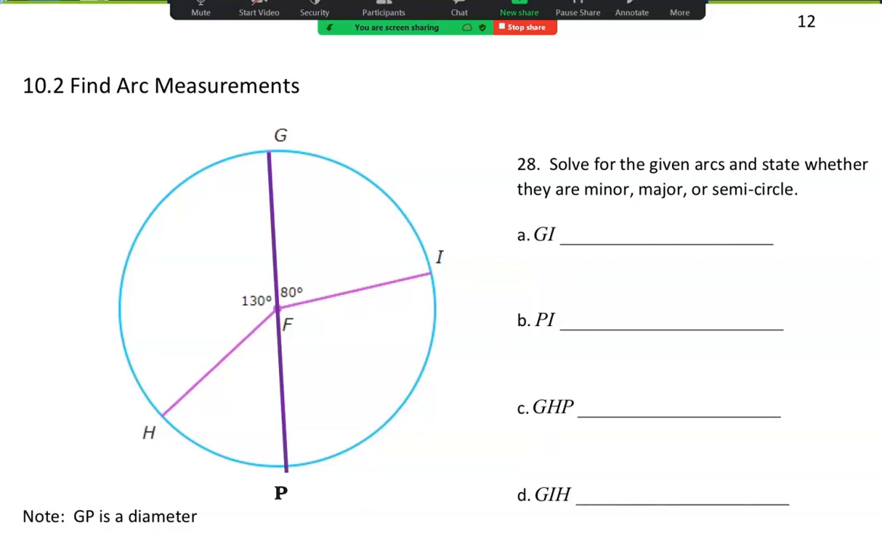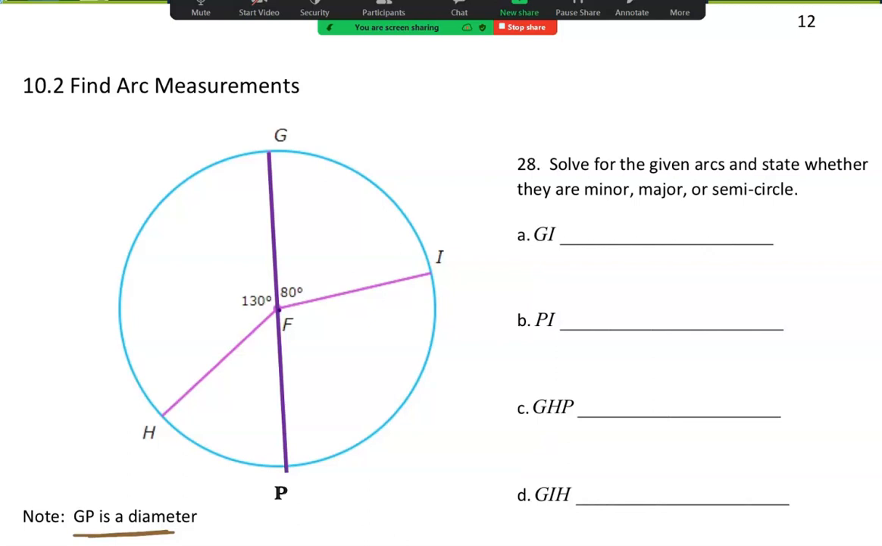Okay, in this video, we're going to continue working with the circle, and this will be our last video for this packet. So it says solve for the given arcs and state whether they are minor, major, or semicircle. Okay, so let's play around a little bit. Notice GP is the diameter.